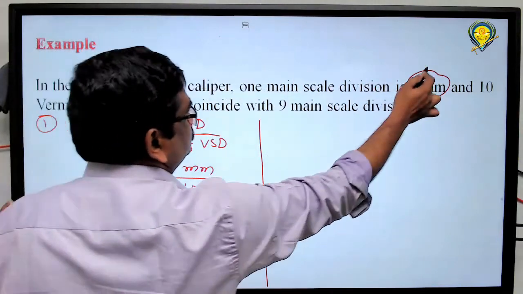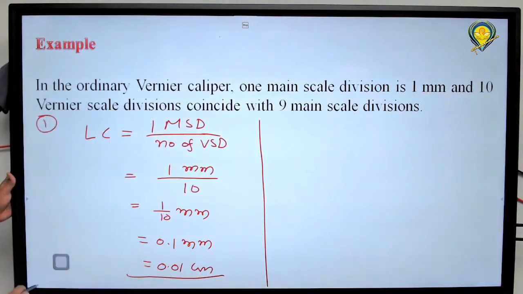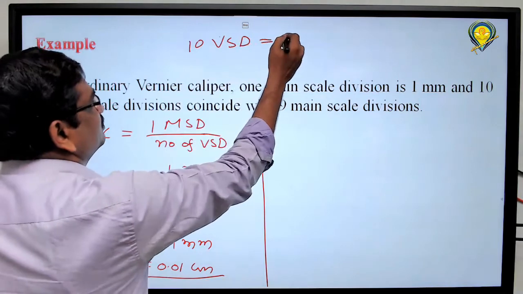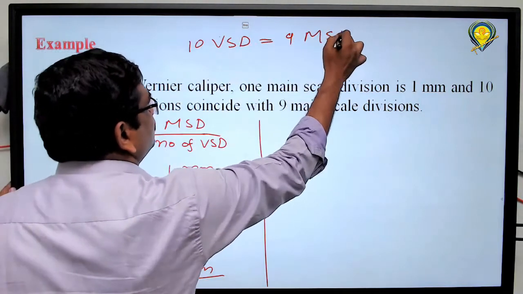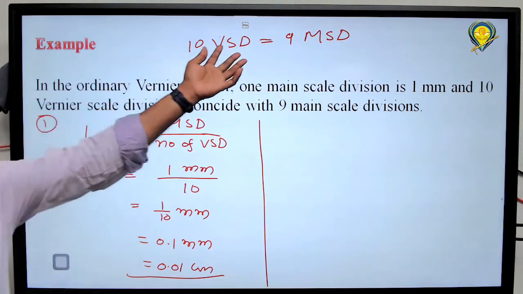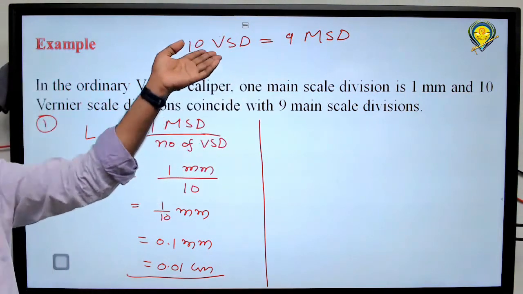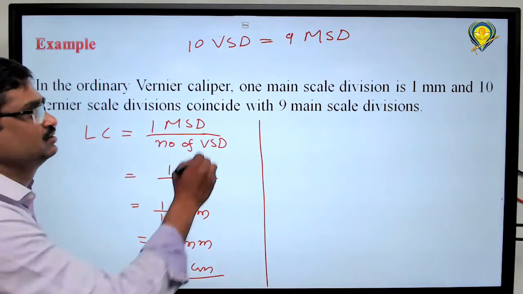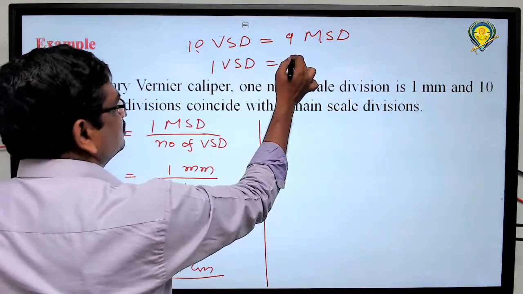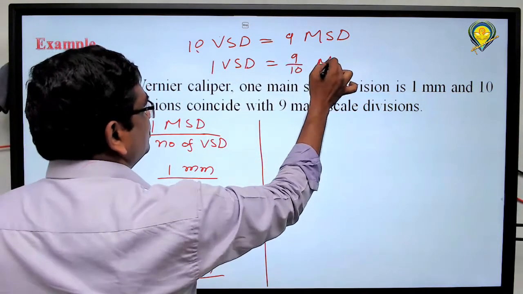Now, what is given? The number of main scale or vernier scale divisions. 10 vernier scale divisions coincide with 9 main scale divisions. So equate those two. That is the condition. Now from this, one vernier scale division is how much? Take the 10 to this side. 1 vernier scale division equals 9 by 10 main scale division.